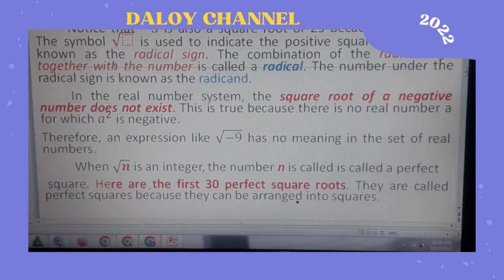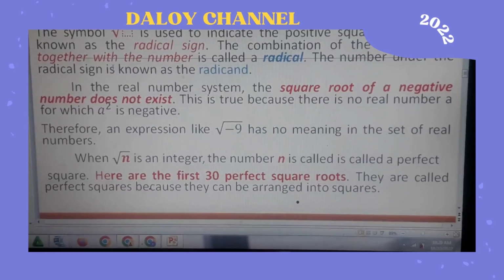In the real number system, the square root of a negative number does not exist. This is true because there is no real number a for which a squared is negative. Therefore, an expression like the square root of negative 9 has no meaning in the set of real numbers. When n is an integer, the number n squared is called a perfect square.